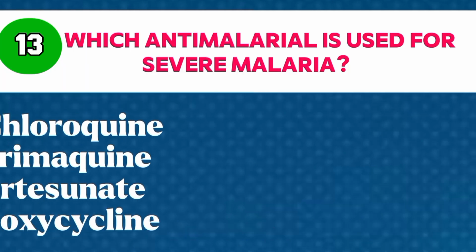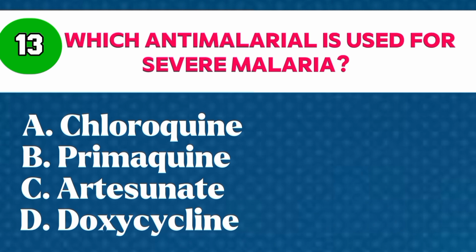13. Which antimalarial is used for severe malaria? A. Chloroquine. B. Primaquine. C. Artesunate. D. Doxycycline. The answer is C. Artesunate.